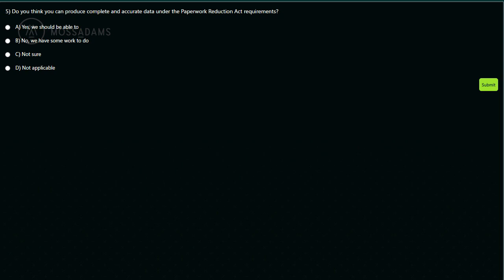All right, so the fifth polling question. Do you think you can produce complete and accurate data under the Paperwork Reduction Act requirements? A, yes, we should be able to. B, no, we have some work to do. C, not sure. Or D, not applicable.